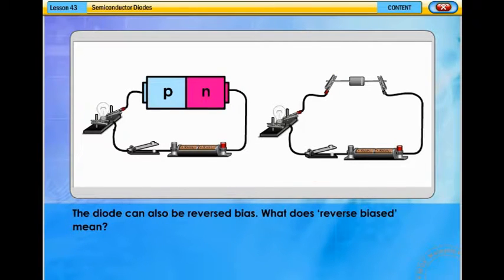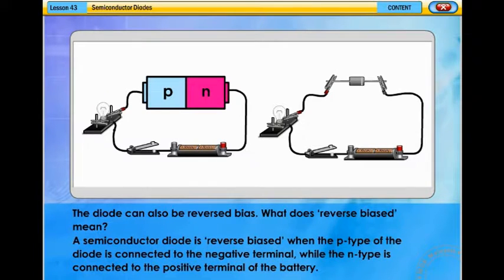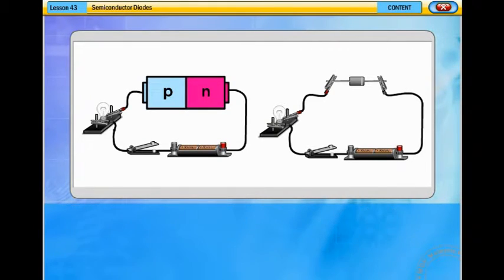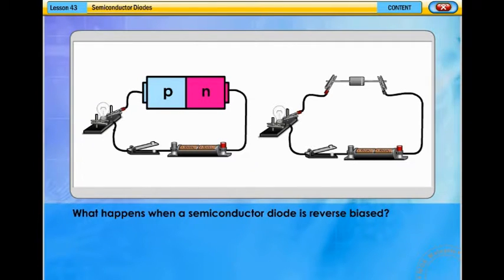The diode can also be reverse biased. What does reverse bias mean? A semiconductor diode is reverse biased when the p-type of the diode is connected to the negative terminal, while the n-type is connected to the positive terminal of the battery. What happens when a semiconductor diode is reverse biased?